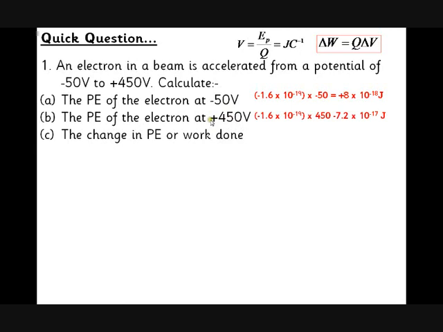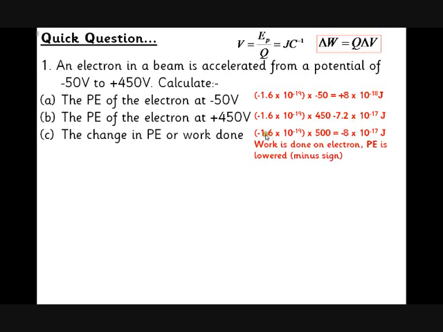What's happened when it's hit the plus 450 volt plate? Well, Q is minus, that's the charge on the electron. We've got a positive plate, plus 450. So if we multiply -1.6 times 10 to the -19 times 450, we get an answer of -7.2 times 10 to the -17. So here we can see that it's gone from a positive value of energy to a negative value of energy. So the total change, you could work out the difference between these.